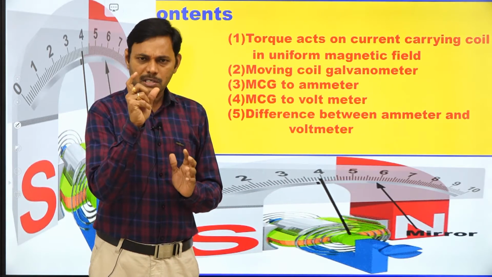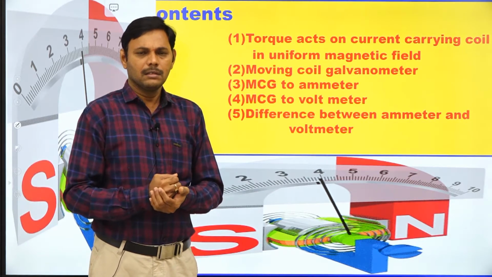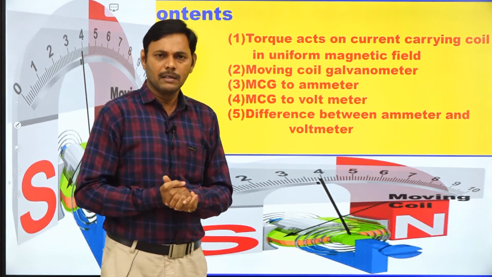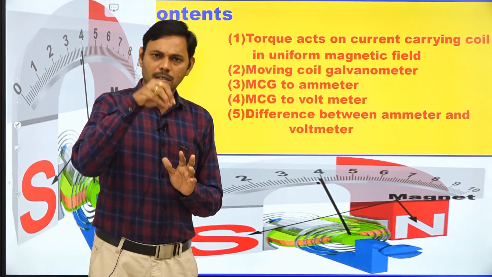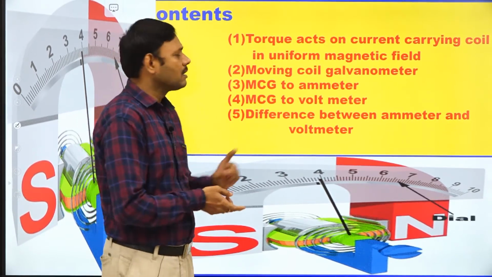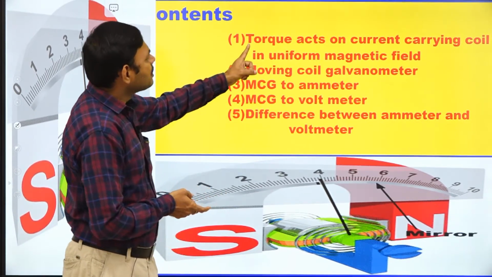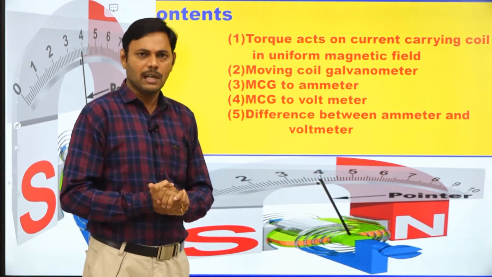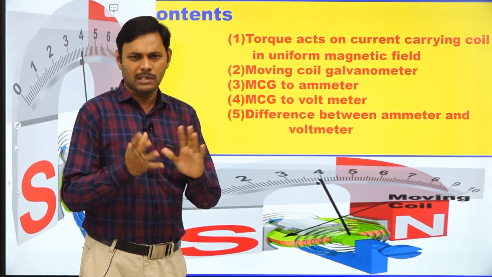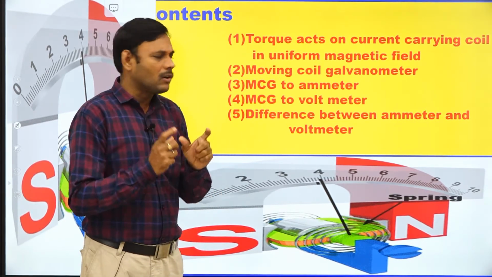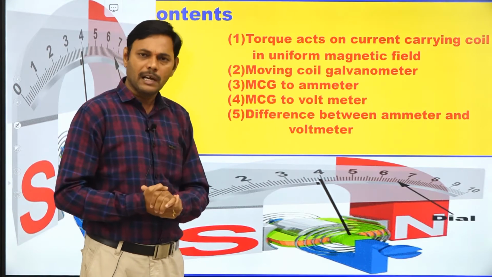There is a current passing through the coil, which is kept in a uniform magnetic field. A current carrying coil kept in a uniform magnetic field experiences a torque and it starts rotating. So this is a very good application for rotatory motion objects like fans and all motors. So torque acts on a current carrying coil placed in a uniform magnetic field.